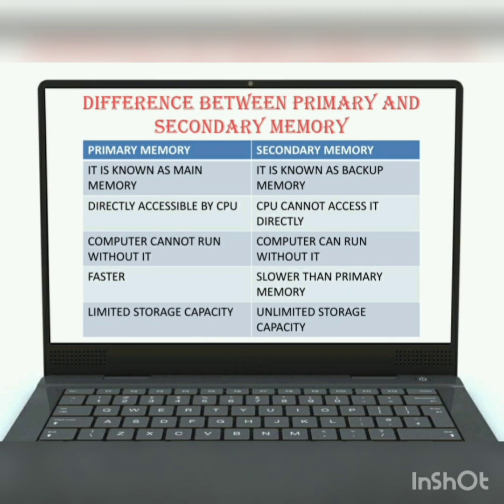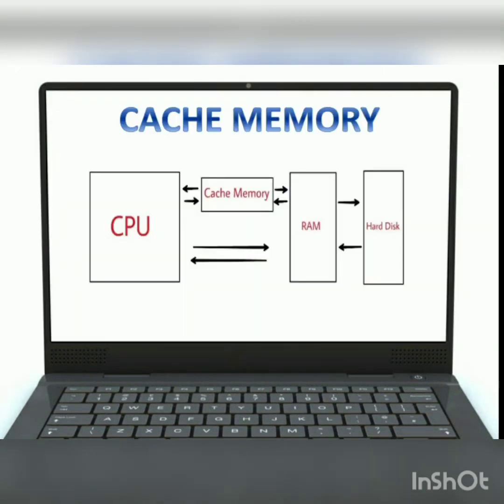Primary memory is the main memory of the computer and secondary memory is the backup memory. The CPU has direct access to the primary memory, and the CPU cannot access the secondary memory directly. A computer cannot run without a primary memory, but a computer runs without a secondary memory. Primary memory is much faster than secondary memory, and primary memory has limited storage compared to that of secondary memory.